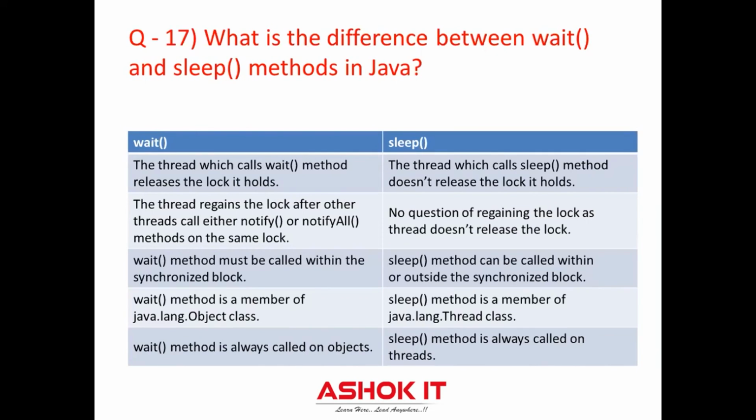The wait method must be called within a synchronized block, but the sleep method can be called within or outside a synchronized block. The wait method is a member of the java.lang.Object class, whereas the sleep method is a member of the java.lang.Thread class. So the wait method is always called on objects, whereas the sleep method is always called on a thread.